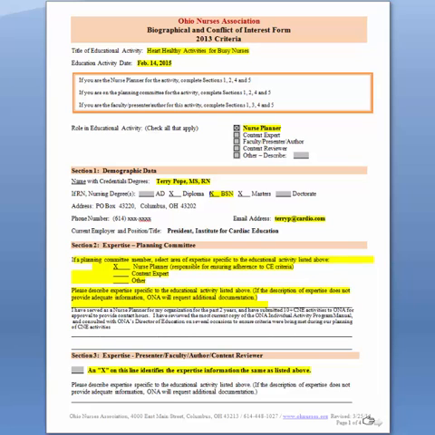If your planning committee member is not a nurse planner, not the content expert, and they fill an other role on your planning committee, please indicate so and describe in the expertise section what other role they fill and the skills and expertise they bring to fulfilling that role.